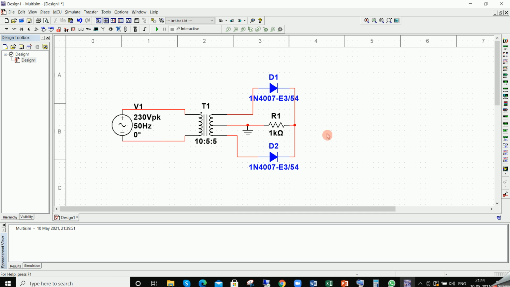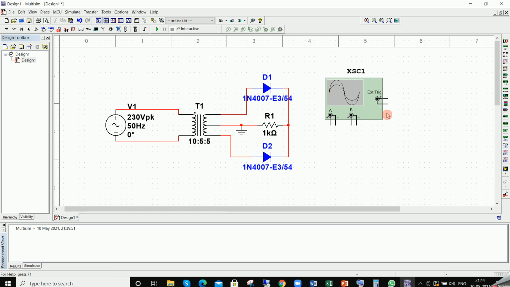To see the waveform, oscilloscope is required. Oscilloscope is available on the right hand side, fourth option, oscilloscope. This is a dual trace oscilloscope, means we can see the two waveforms at a time, channel A and channel B. Channel A is connected to transformer, and this negative terminal is connected to ground. Channel B is connected to load resistance, negative terminal is ground.